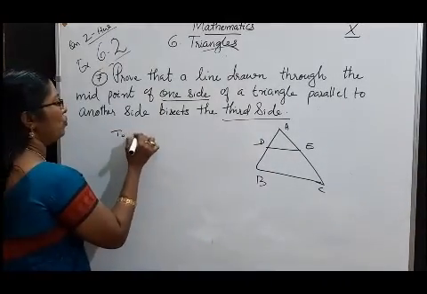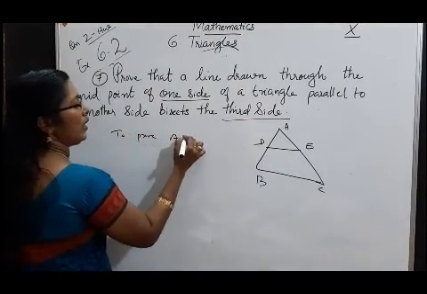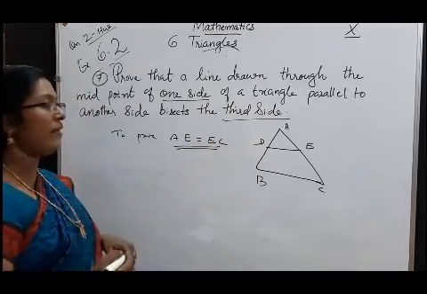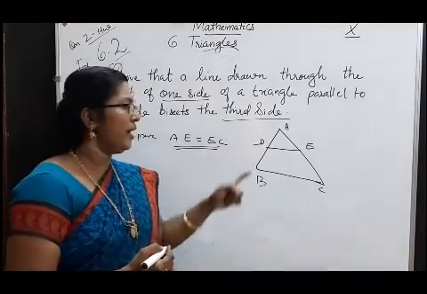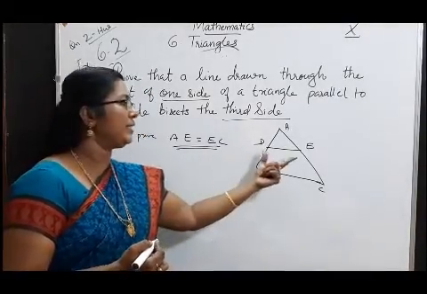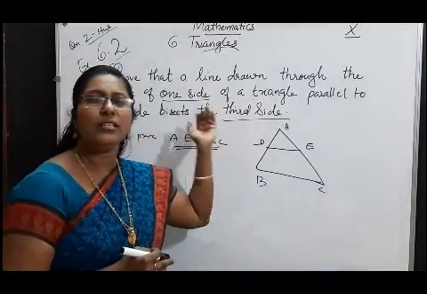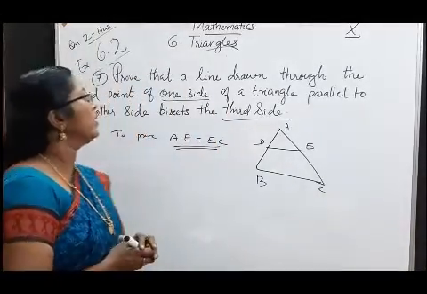So to prove AE equals EC, what is given? A triangle ABC, D is the midpoint of AB, and DE is parallel to BC. First of all, read the question carefully, then try to draw the figure.